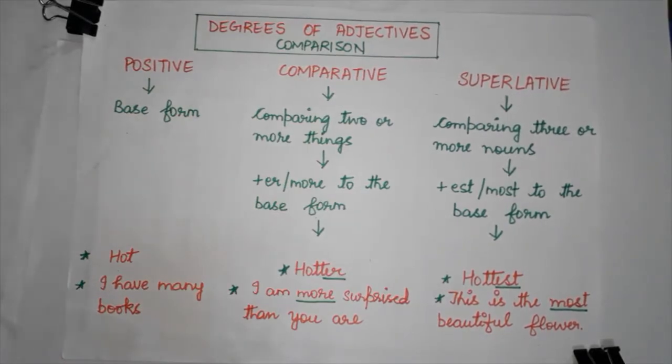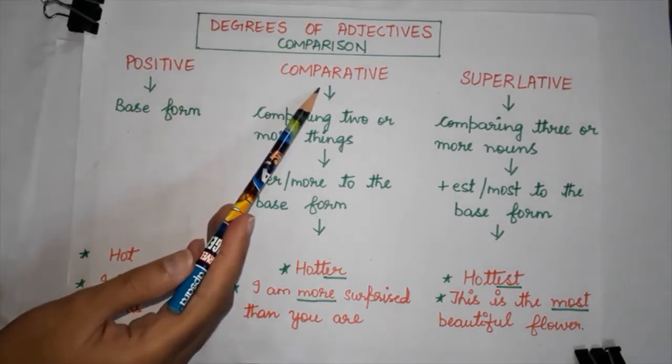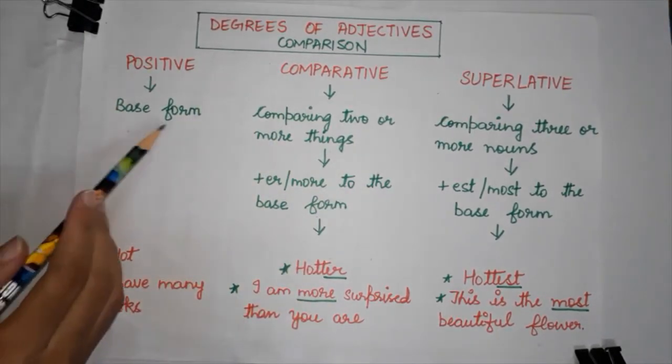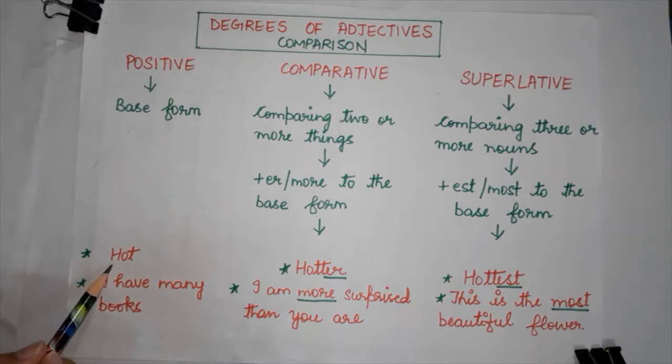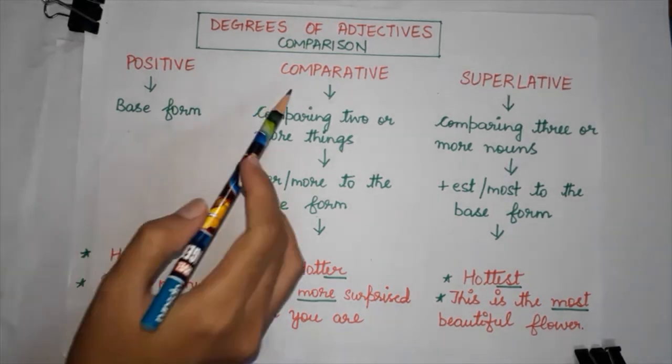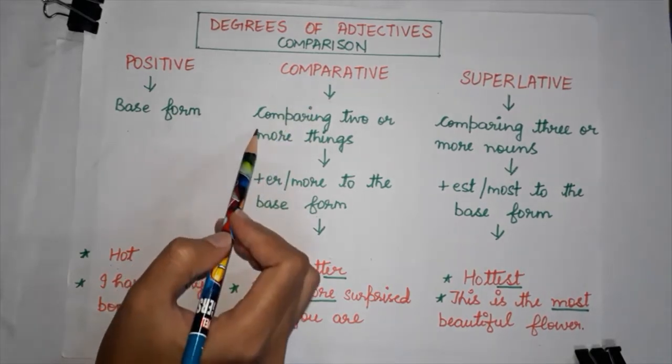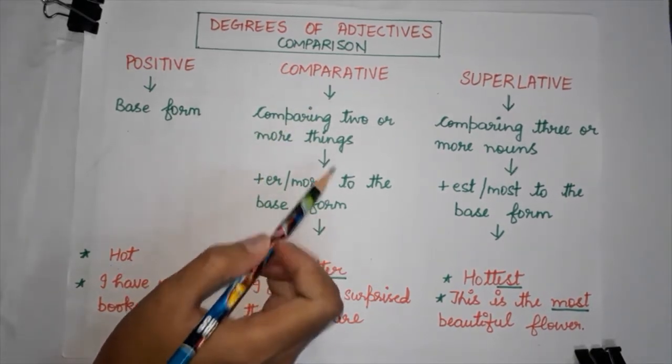In the previous assignment, we have discussed the adjectives. So, I would like to continue telling you more about adjectives, and they are the degrees of comparison. In adjective, we have 3 degrees: positive degree, comparative degree and superlative degree. In positive degree, we use the base form, that is if the word is hot. Then in comparative degree, we compare two or more things.